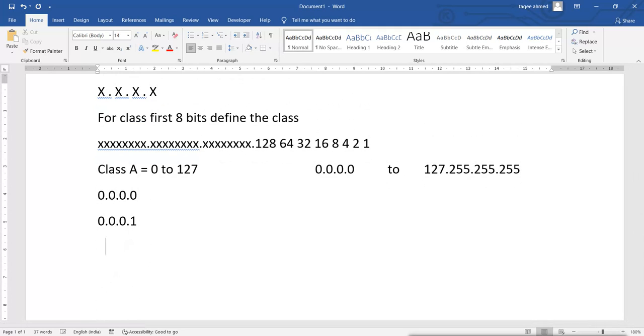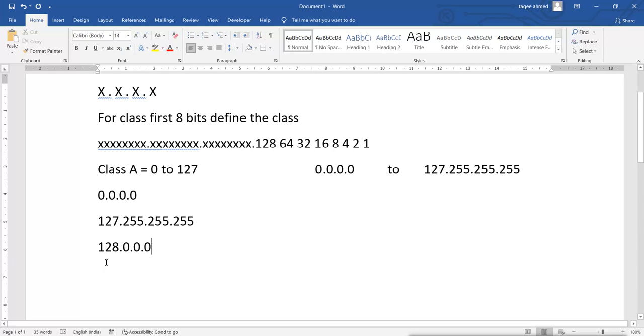That is why I said here that the IP will go from 0.0.0.0 to 127.255.255.255. This will be the last IP of class A. Why? Because the next one will be 128.0.0.0, and this will be in another class.